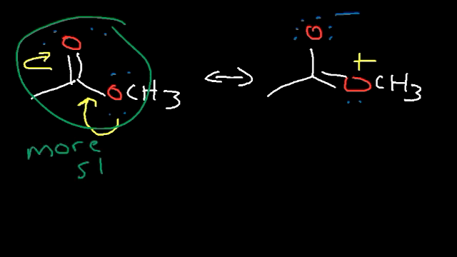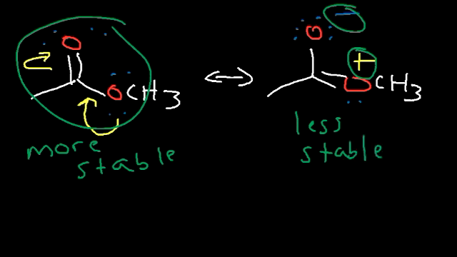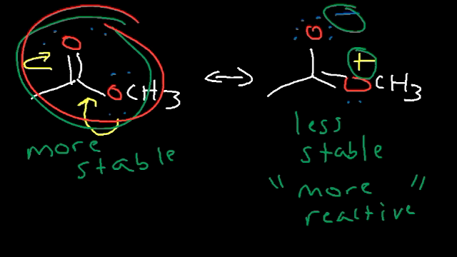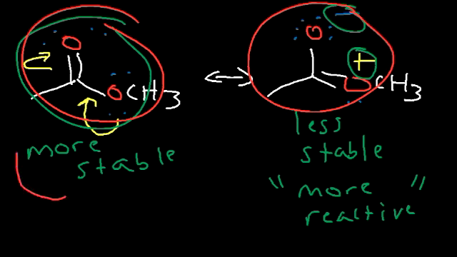Whenever you have separation of charge, like the structure on the right side, it's going to be less stable. This is the more reactive form of the ester. Now, the resonance hybrid, the true molecule, lies somewhere in between these two structures. So the ester doesn't exactly look like this, nor does it exactly look like that. It's somewhere in between. However, the ester is going to look more like one of the compounds than the other. Even though it's between, it's going to be shifted towards one side than the other.